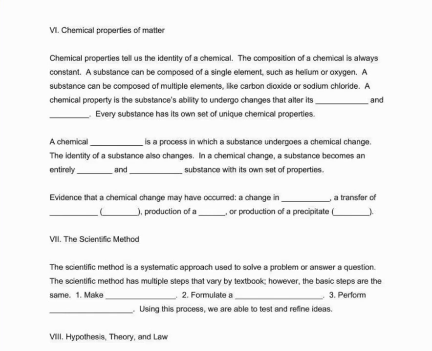Welcome back. This is Unit 1, video number 6, and we are on Section 6, the chemical properties of matter. Chemical properties will tell us a lot about a chemical. Mainly, it'll tell us the identity of a chemical.